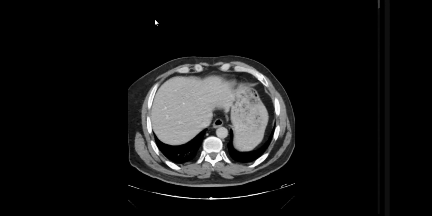Not an easy case. Okay, acute abdomen. Lucky me. No, it's easy. Okay, you can proceed.